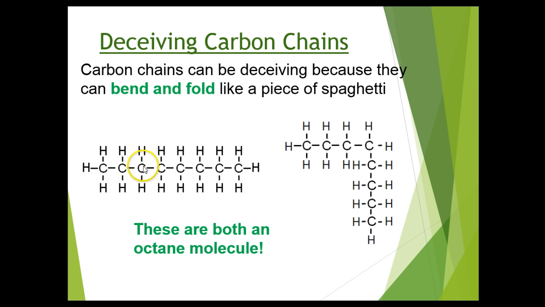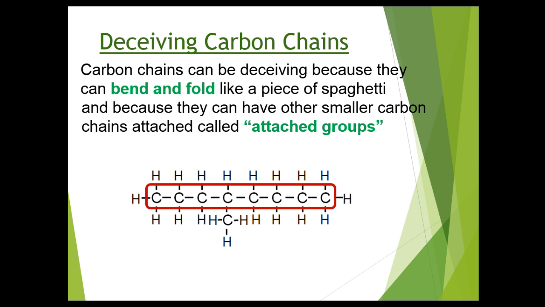The first one here has 8 carbons in a line, so we would call that an octane. This one, even though it looks completely different, is still an octane. It still has 8 carbons in a line. It just looks bent. So what we're going to do in this tutorial is look at a couple straight chains that bend a little bit, and they're going to have attached groups to them. So if we look at this one, we have a straight chain, and then we have a little bend in that straight chain, and we're going to learn how to name these attached groups.